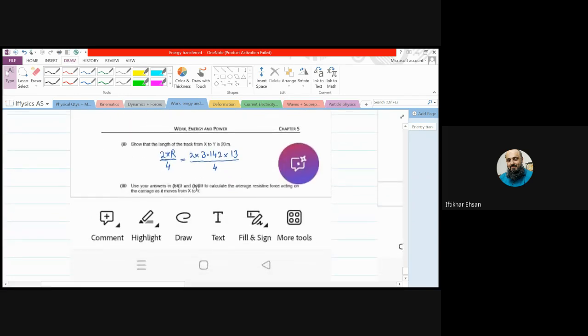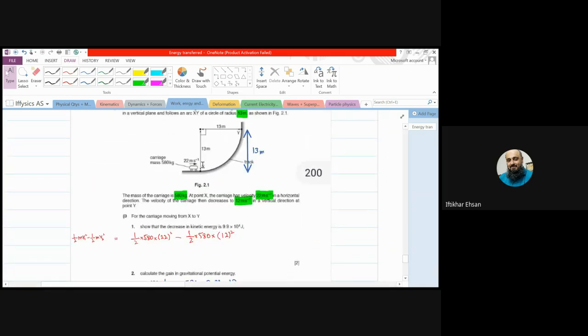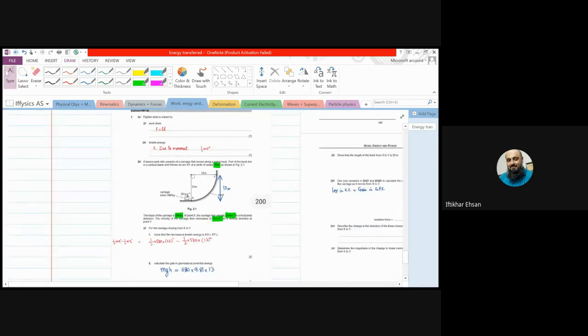Next part says show that the length of the track from x to y. If you see, it's a circular track and it's 90-degree, means quarter of a circle, and you have to find this length. So the length of the whole circle is 2 pi r and quarter is dividing it by 4. This is what you will get. We need all these answers for solving this.